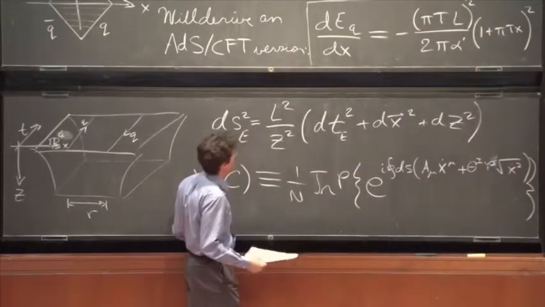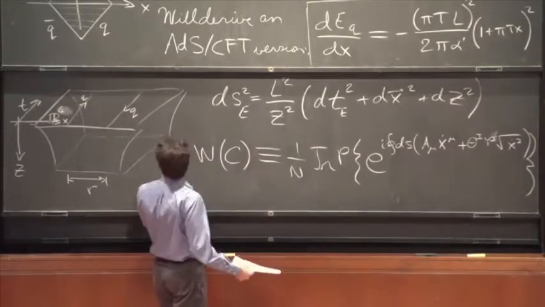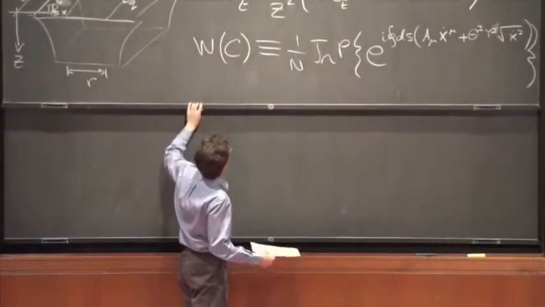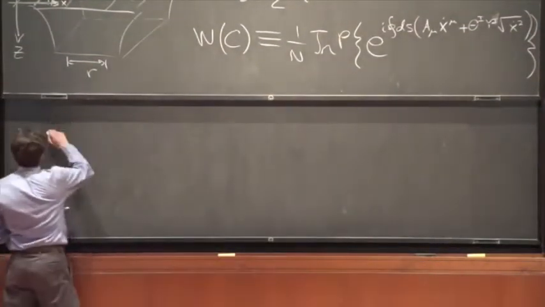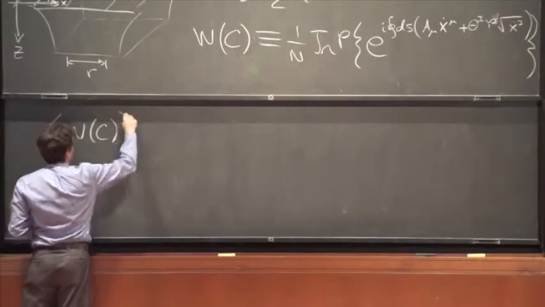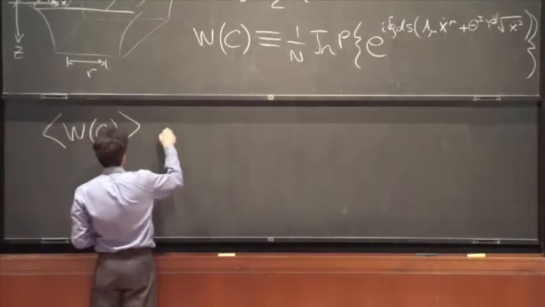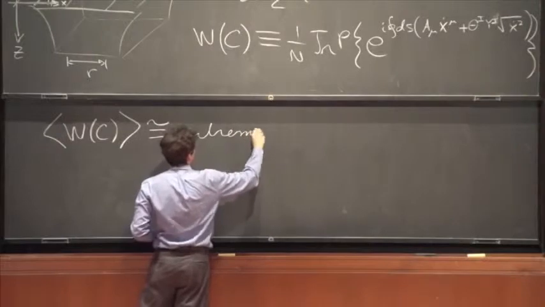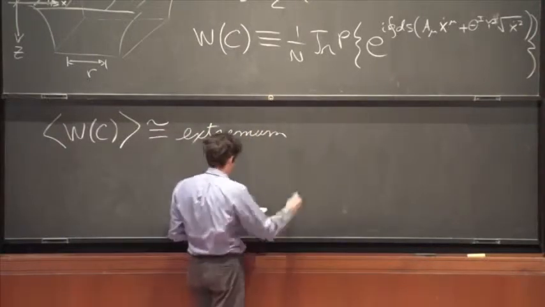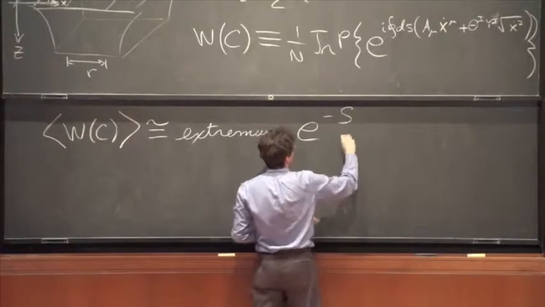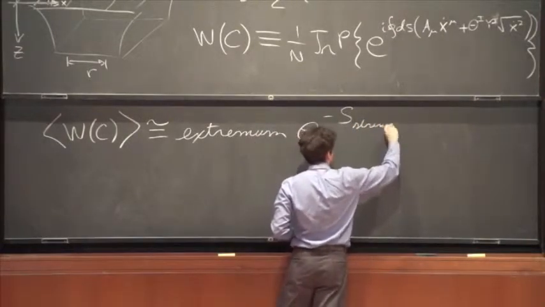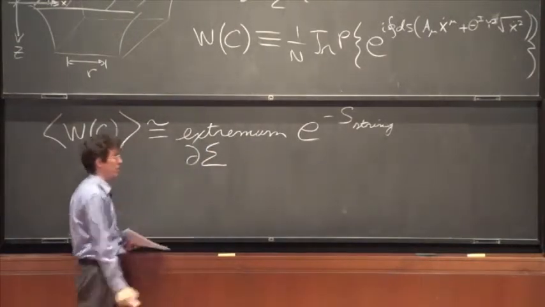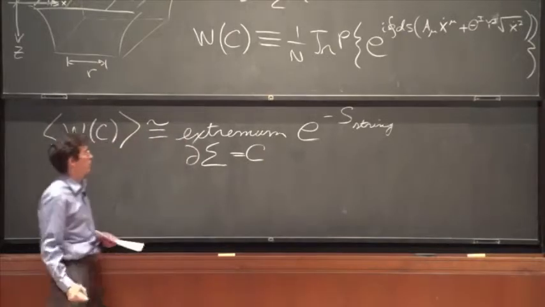Okay, so we have this Wilson line operator, and then, do we have another board? Yes, I do. And then the prescription for calculating the expectation of this Wilson line is that it is at least approximately equal to the extremum of e to the minus the action for a string, with the constraint that the boundary of the string world sheet should be the contour in question.